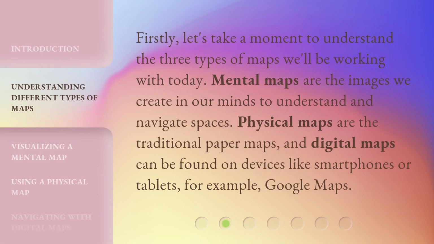Firstly, let's take a moment to understand the three types of maps we'll be working with today. Mental maps are the images we create in our minds to understand and navigate spaces. Physical maps are the traditional paper maps, and digital maps can be found on devices like smartphones or tablets, for example, Google Maps.